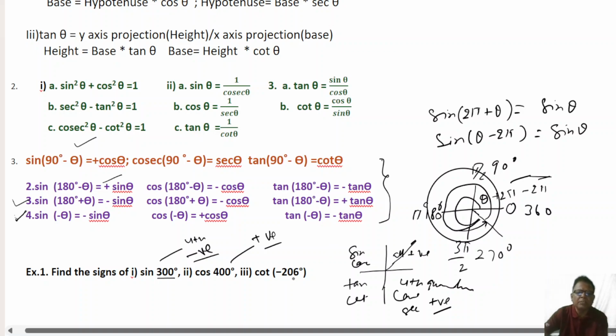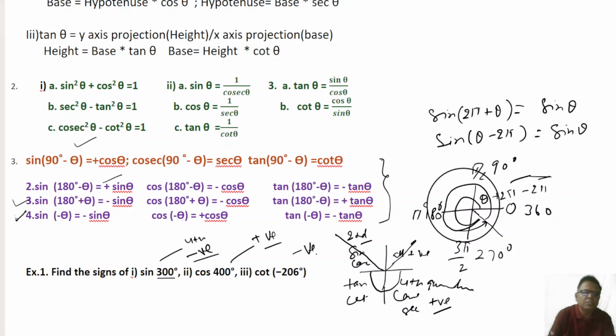Cot minus 206. So minus 206 you have to measure from here. This is 180 and 206 lies somewhere here in the second quadrant. In the second quadrant this is negative, so it will be negative only. So this is the answer of the first question.